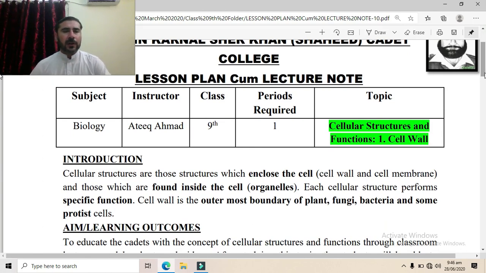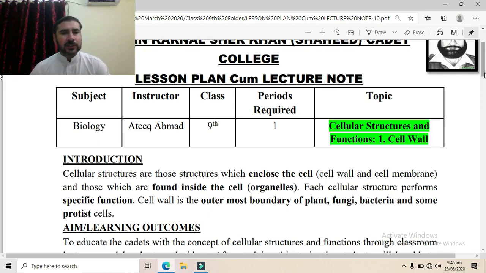Cellular structures are basically those structures which enclose the cell. For example, cell wall and cell membrane. These two are the boundaries which enclose the internal contents of the cell. The internal contents are the cytoplasm and the organelles.